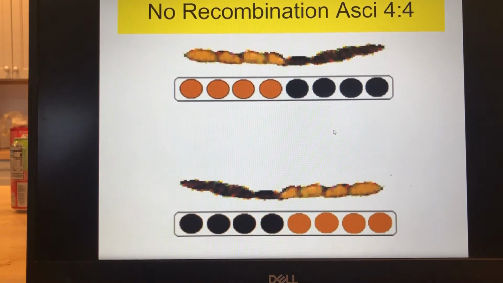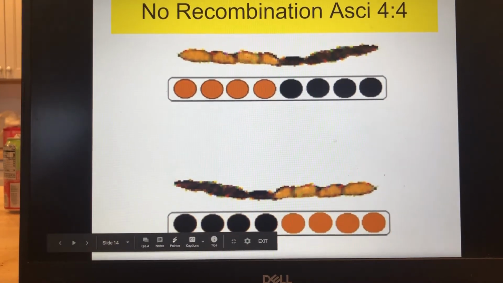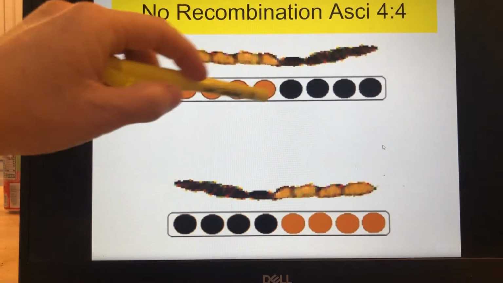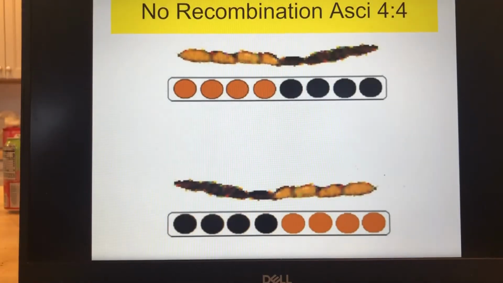So again, remember, I'm showing you this in a drawing and kind of what it would look like. These two are basically asci that do not have any evidence of crossing over. You have 1, 2, 3, 4, 4 tan, 1, 2, 3, 4 black. Remember, you get 4 because of that last mitotic division that occurs after meiosis.